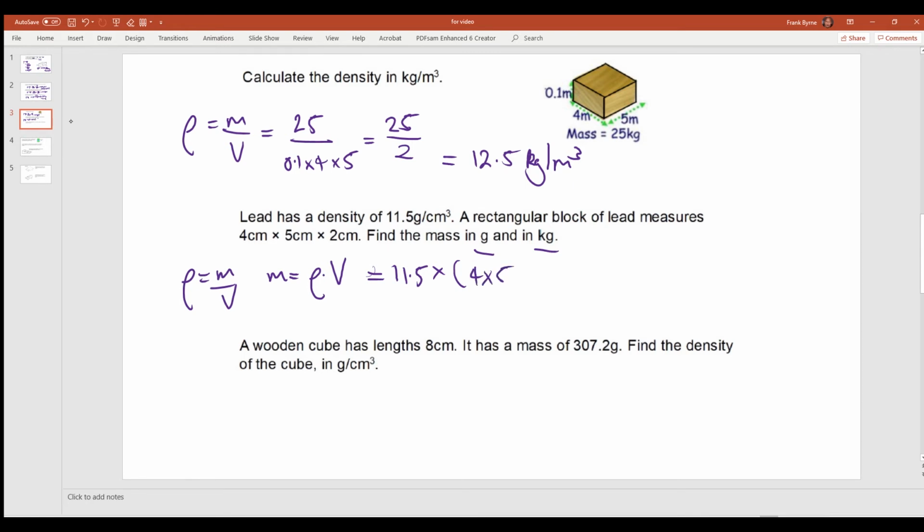4 times 5 times 2, 4 5s are 20, so that's 40. 11.5 times 40, which equals 460 grams. Divide by 1,000 to turn into kilograms, which is 0.46 kilograms.